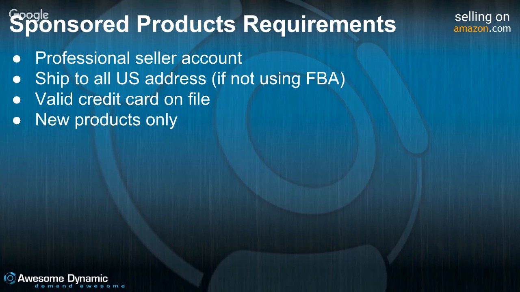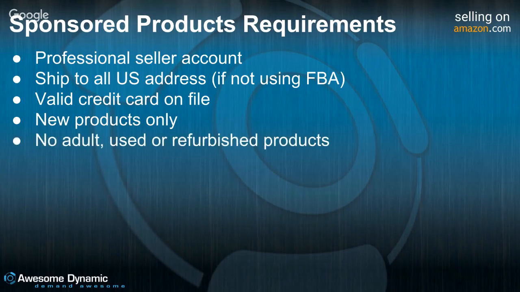Now, you can advertise new products only. So what that means is you can't do it on used or refurbished products. And then another specific category or type of product that is not allowed are adult products. And then lastly, your product has to be eligible for the Buy Box in order to qualify to have ads run against it.